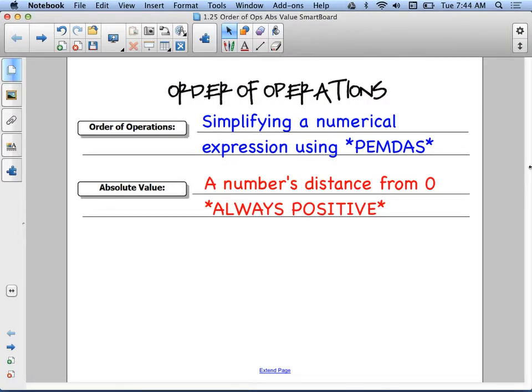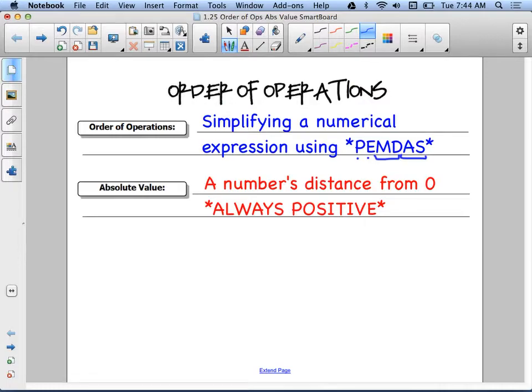Welcome to the second part of our lesson on order of operations. Just as a reminder, order of operations is simplifying a numerical expression using PEMDAS. That refers to first simplifying expressions in parentheses, then simplifying exponents, followed by expressions involving multiplication and division, and finally addition and subtraction. Another reminder is that absolute value is a number's distance from zero.